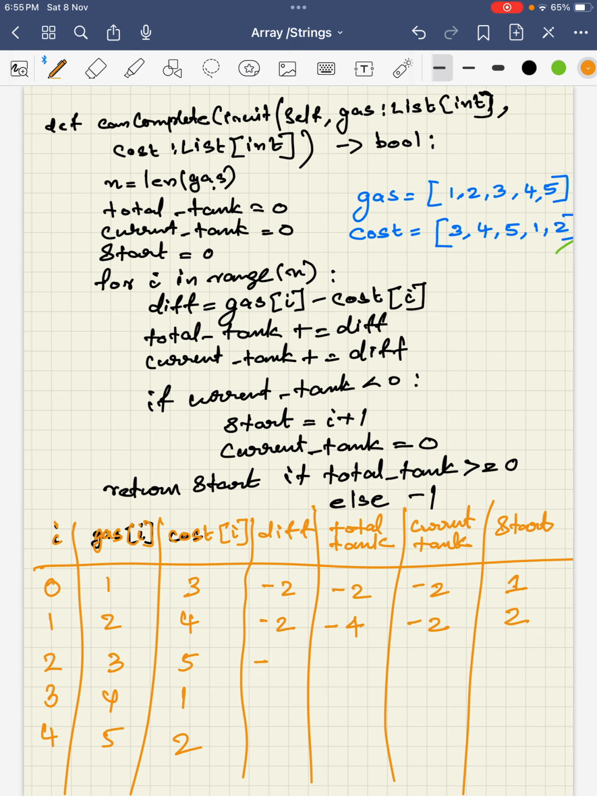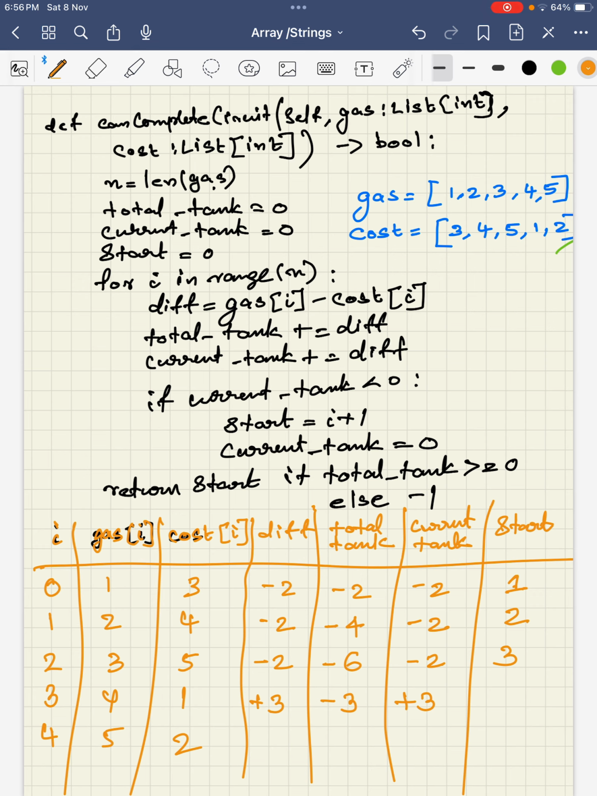Here what is the difference? Difference is again -2, so the total tank will become -6. Then for the current tank, this condition has to occur, then again the update will happen. So here the start becomes 3, and in the next iteration the difference is a positive value. Here the total tank will become -3 because -6 plus 3 is -3, and the current tank here becomes +3.